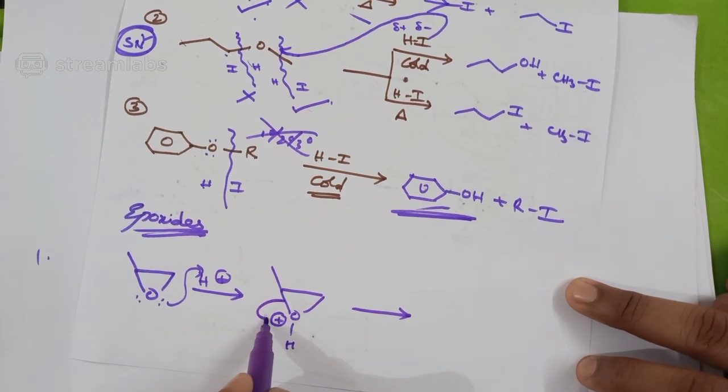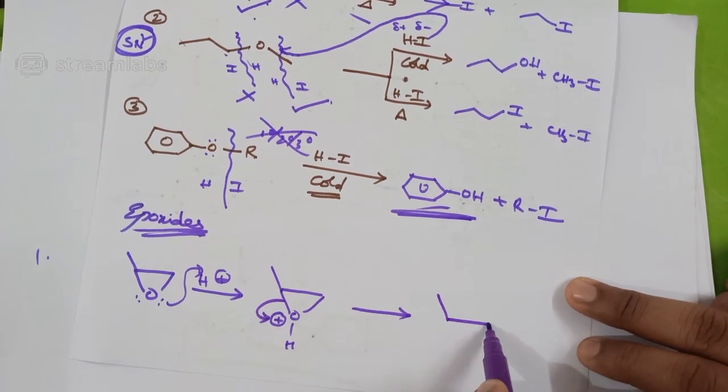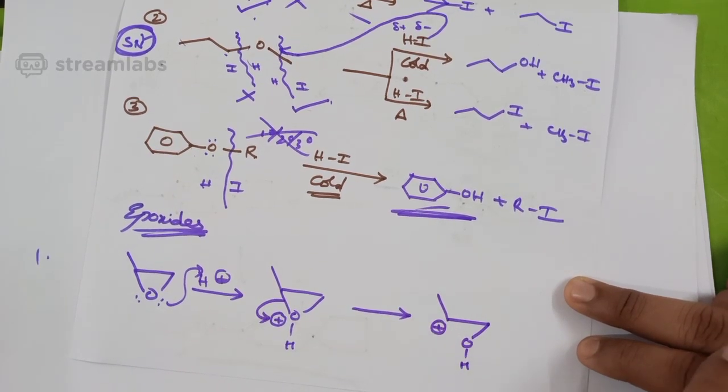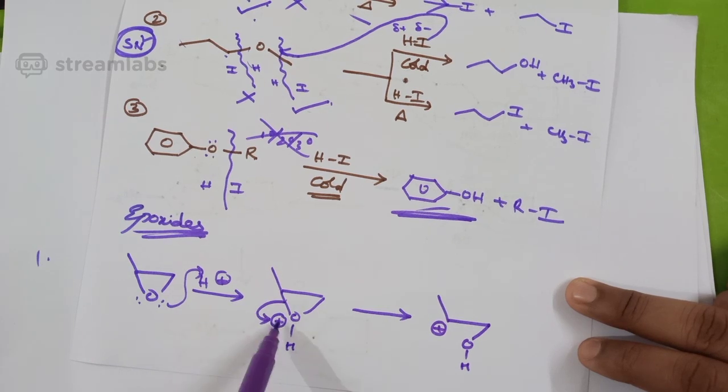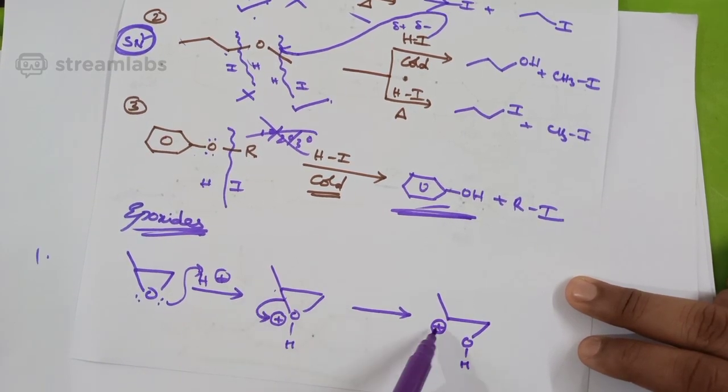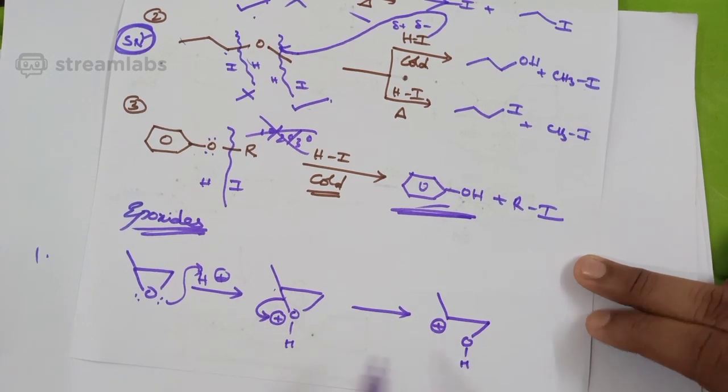right? But the left side is more preferred. Why? Secondary carbocation, right? So if this bond shifts, it becomes a secondary carbocation. If this bond shifts, it becomes primary. Primary, secondary, which is more stable? Secondary. That's why left side cleavage takes place.